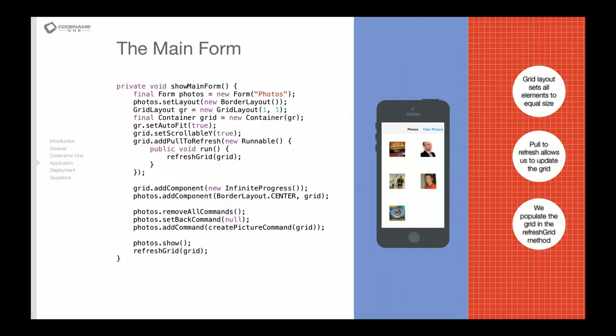So, one last thing I forgot. There is an add command call. Commands are essentially the thing on the top right section, or the back command. They allow you to add actions to the title bar and to various things. They're very useful and used commonly in Codename One. Now, this is the resulting UI. As you can see, the title Photos, the take picture command, which is there, and the grid that's dynamically created.